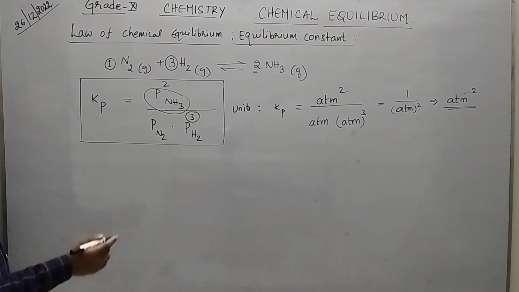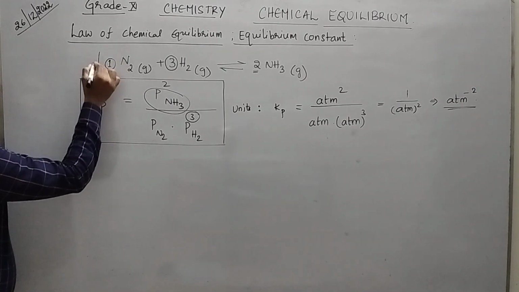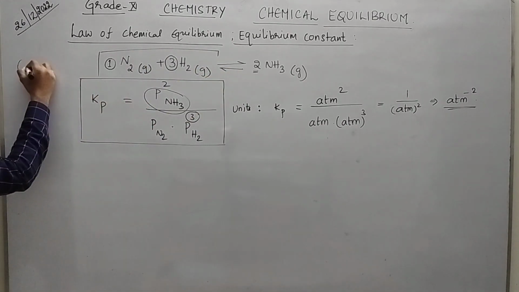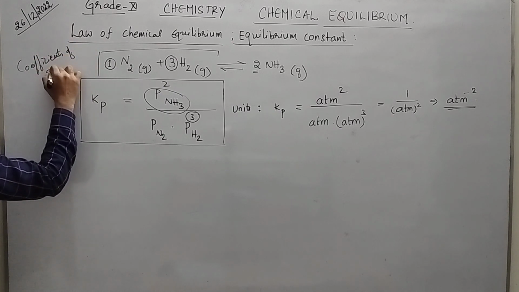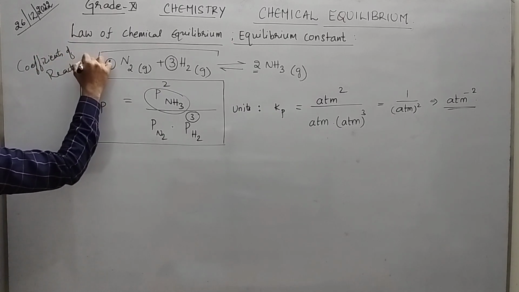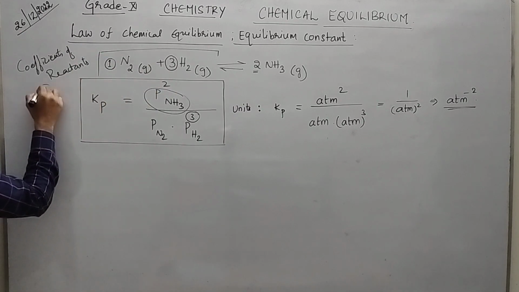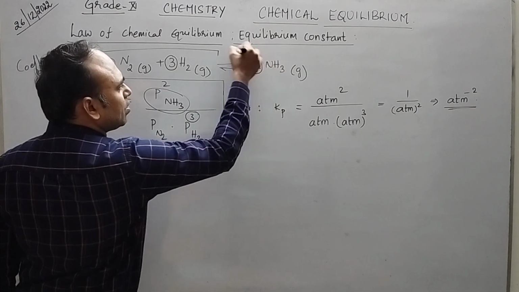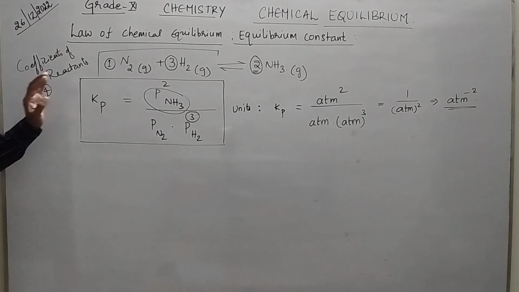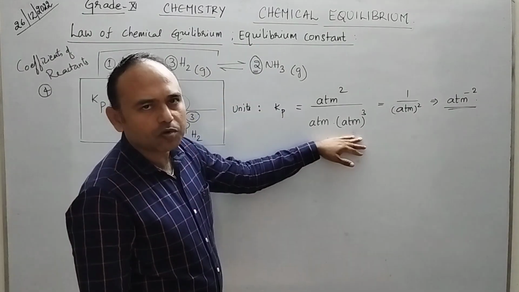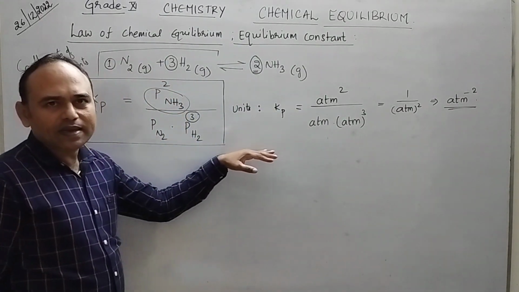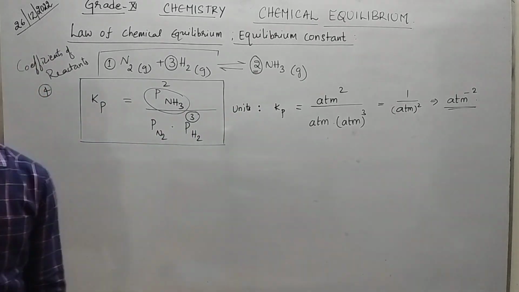Now here we can understand one important thing. What you can see is the coefficients of reactants, if you add, are nothing but 4, and here the coefficient of product is 2, so this is not equal. If the coefficient of reactants is not equal to the coefficient of product, then you will get some units here, otherwise you won't get any unit. Let us take an example for this.